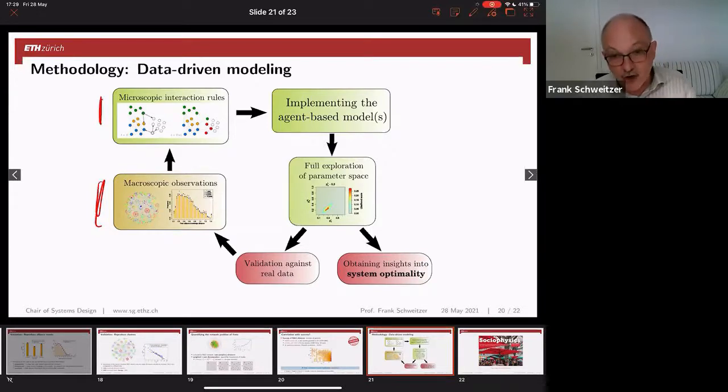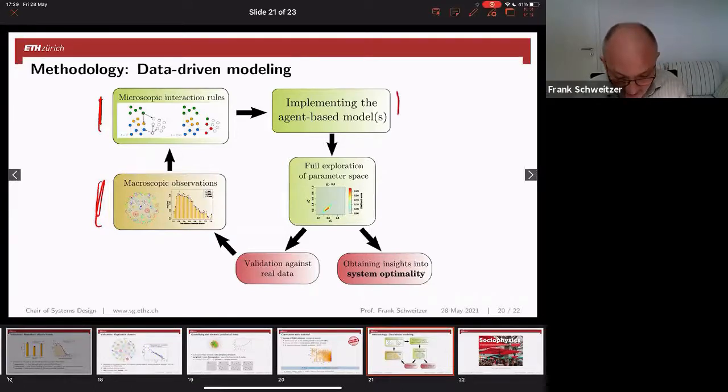Then the next step is microscopic rules. These rules are not obtained from empirical observations. These rules are proposed by us. So this was a picture where I told you what a newcomer will do, how the newcomer connects to the network, how the established firm connects to the network. So these are our hypotheses, how firms interact in this network.